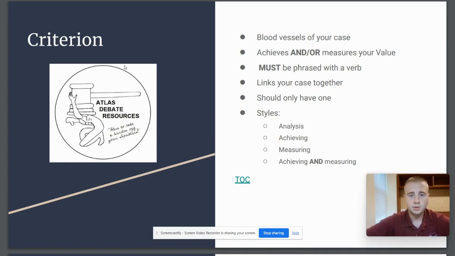Some cases and some circuits outside of UIL have multiple. I would not recommend it. Almost no UIL judge will accept it because it's too complicated and ruins the purpose of what we're trying to do here.